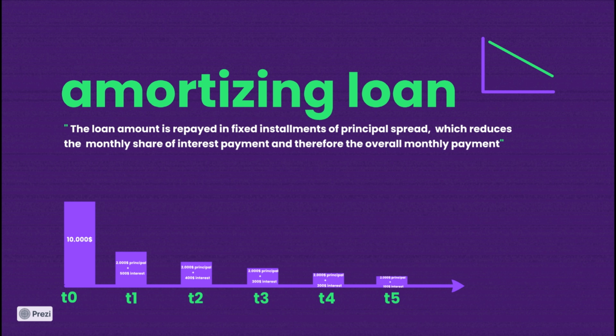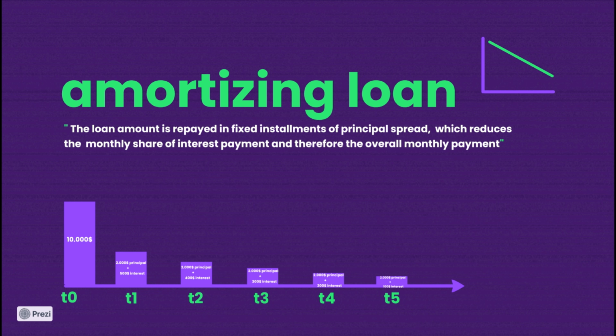Here's an example. Imagine you take out an amortizing loan of $10,000 with a term of 5 years and an interest rate of 5%. The principal repayment is $2,000 per year. This means that in the first year, you pay interest on the full $10,000, which is $500. In the second year, the outstanding loan amount drops to $8,000, so you only pay interest on that amount, $400, and so on. This way, the installment decreases each year.